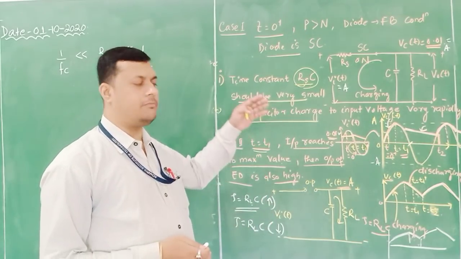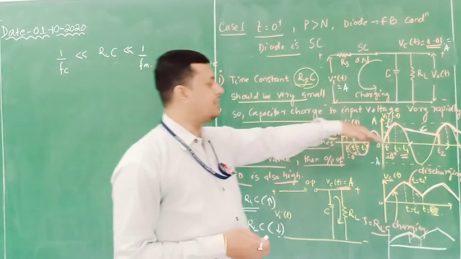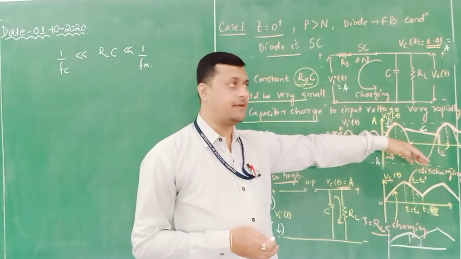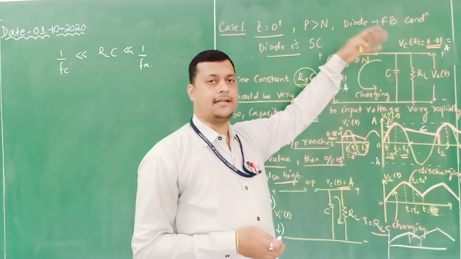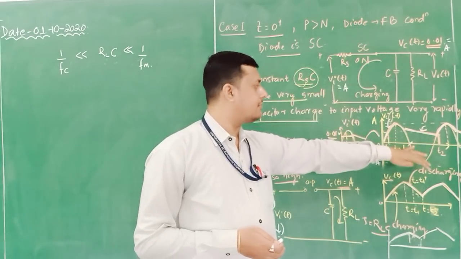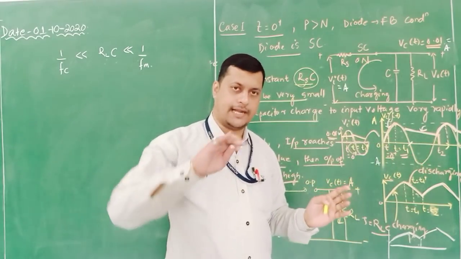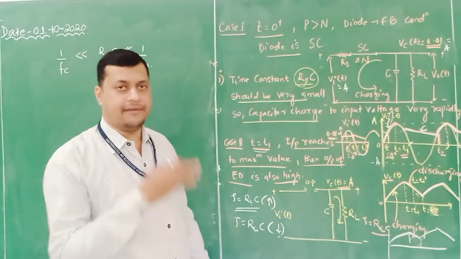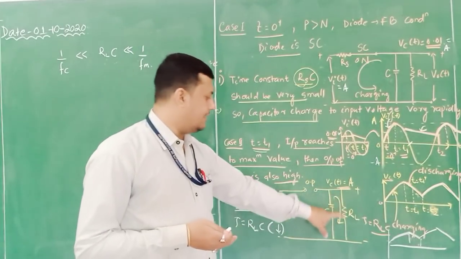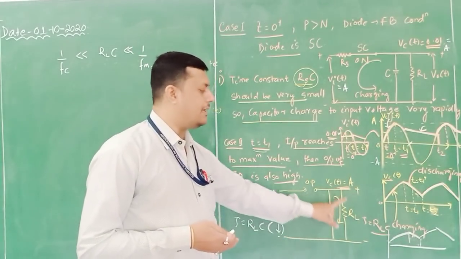So our diode will be in forward biased, but since the potential is decreasing, at the same time the diode will act as an open circuit and your capacitor will act as a source and it will start discharge. If it starts discharge, then this particular circuit plays a vital role.